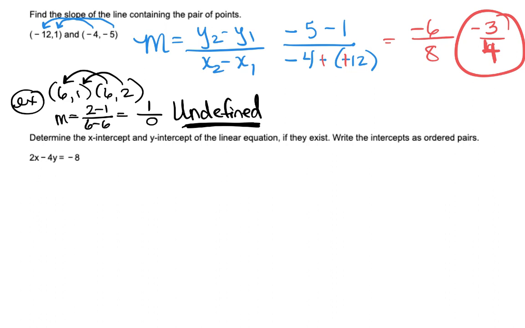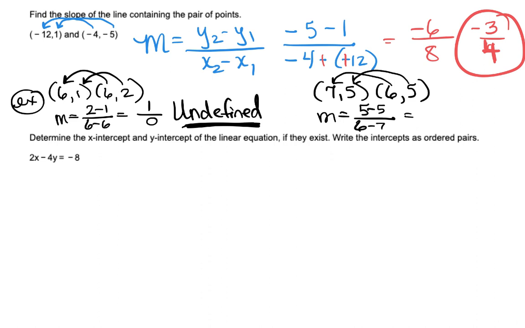Okay? The other one you could see is if you had, like, 5 and 6, 5. Something like this. Just another example. If you want to find the slope, subtract these, you get 5 minus 5, 6 minus 7. You get 0 over -1. Okay, so this is different. 0 in the numerator is 0.